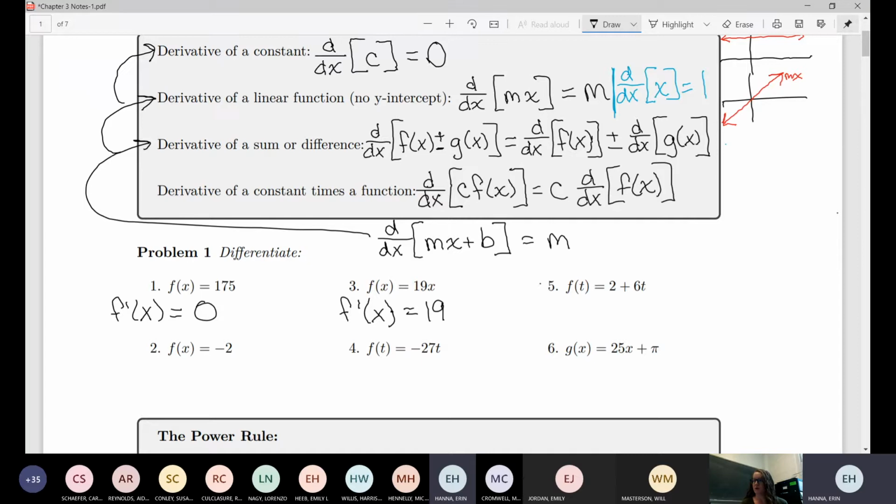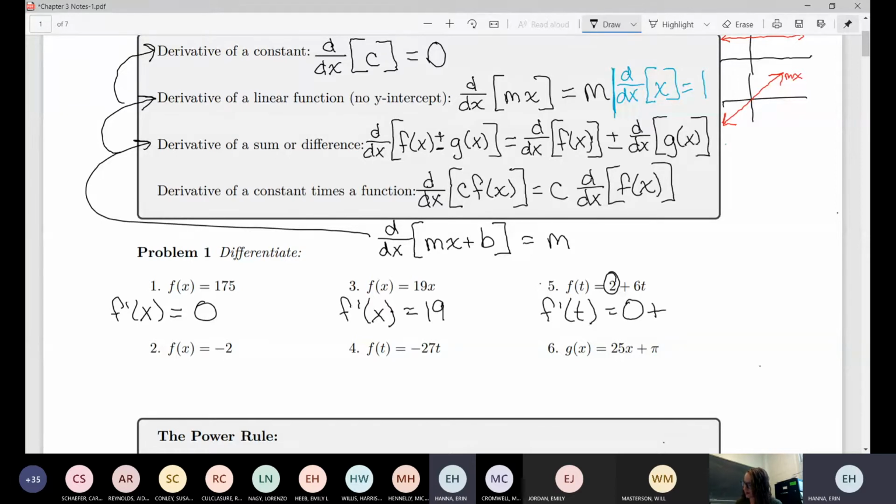And then popping over to number 5. The derivative of this, now we're looking in terms of t. Well, now we have to bring in that sum or difference rule. So we need to take the derivative of 2 first. What's the derivative of 2? It's a number by itself, no variable. The derivative of a constant is 0.